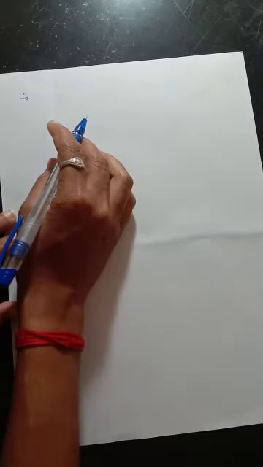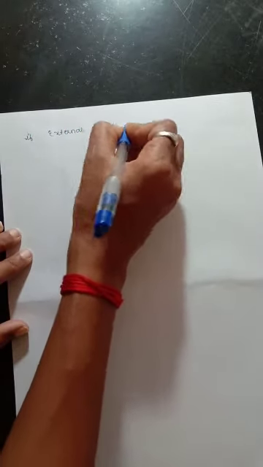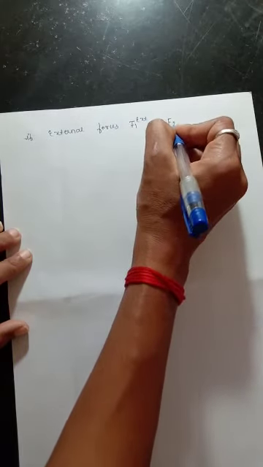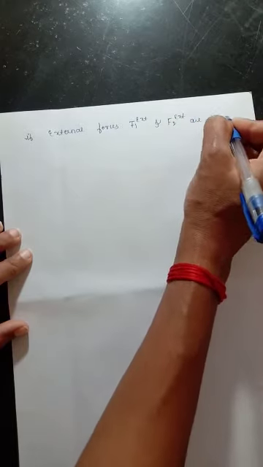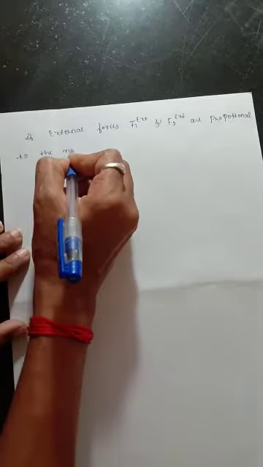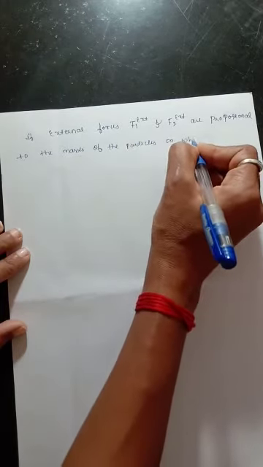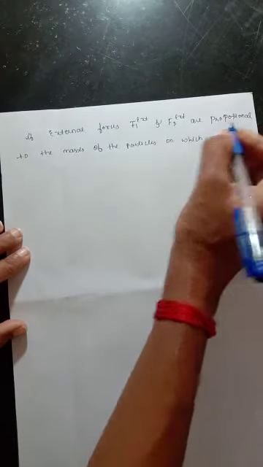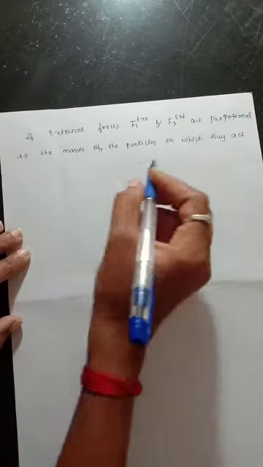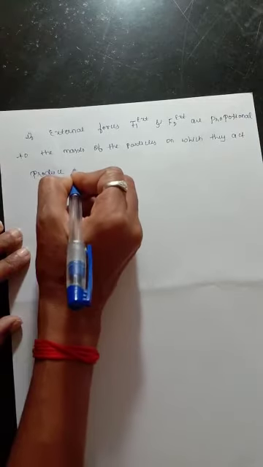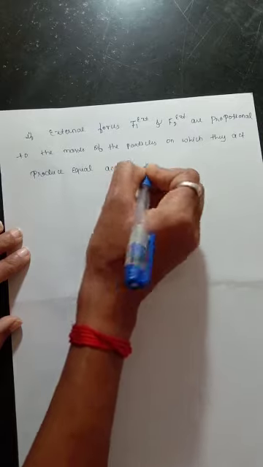If the external forces F1 external and F2 external are proportional to the masses of the particles on which they act, they produce equal accelerations in the two particles.